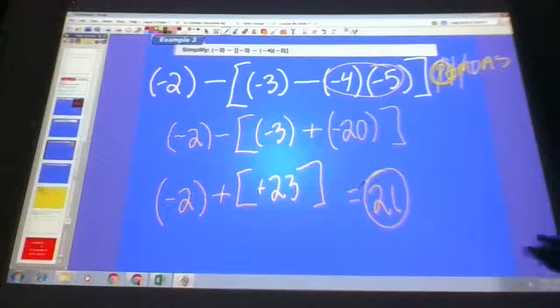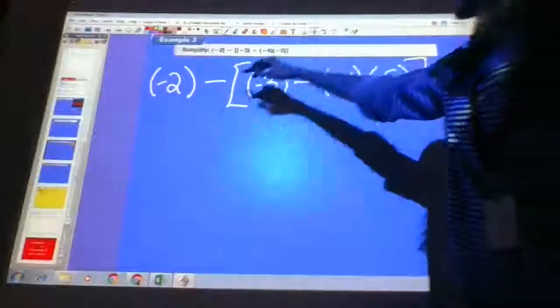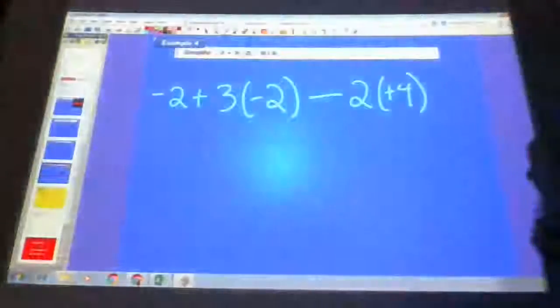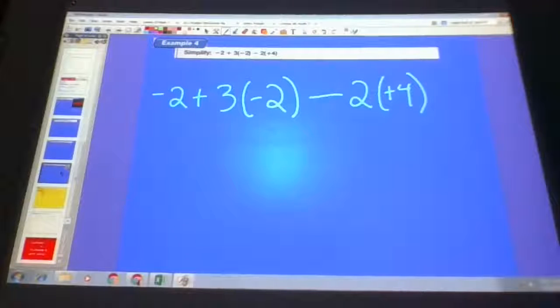PEMDAS, very important. You guys study your notations. Get ready for the test. Thanks. So, last problem for today. Hopefully you think it looks like the easiest one. See if you can pause it, solve it.